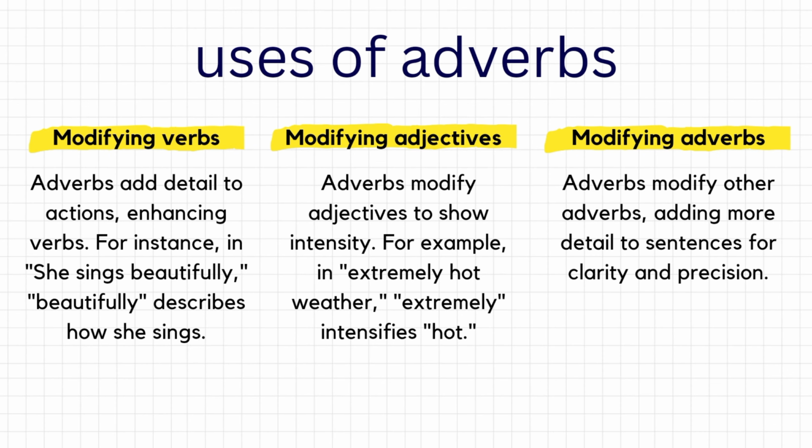There are three main uses of adverbs. The first one is modifying verbs, the second one is modifying adjectives, and the third one is modifying adverbs. First, let's have a look at modifying verbs. Adverbs add detail to actions, enhancing verbs. For instance, in the sentence, she sings beautifully, beautifully describes how she sings. Now beautifully adds to the meaning of the verb, so it is modifying the verb.